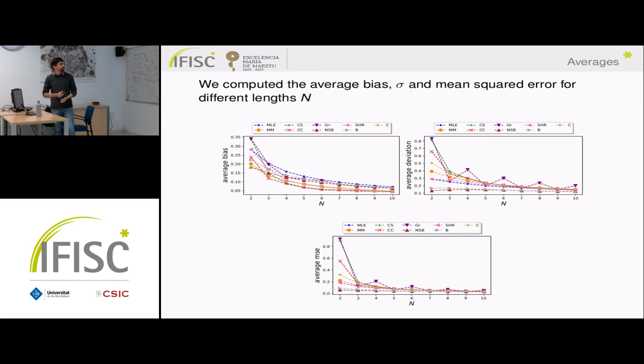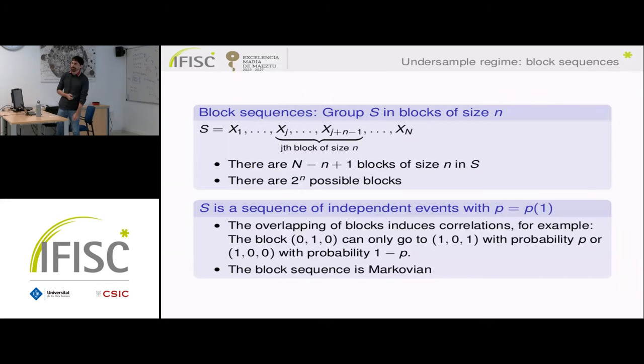Another thing we can notice is that this deviation is in general more important than the bias. When we consider both of them, the plot of the deviation is pretty similar to the mean squared error. Given our estimator and the problem we have, the deviation is not very good in terms of mean squared error, and we can see that the best ones are the NFB and the B estimators. And then we wanted to see what happens in an undersampled region, because remember that that's the case where entropy estimation has more problems.